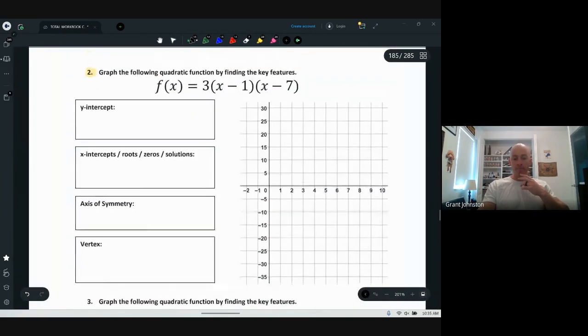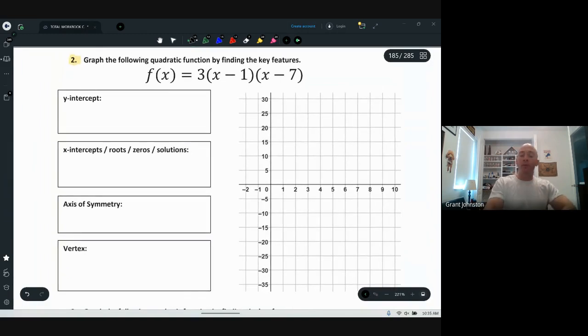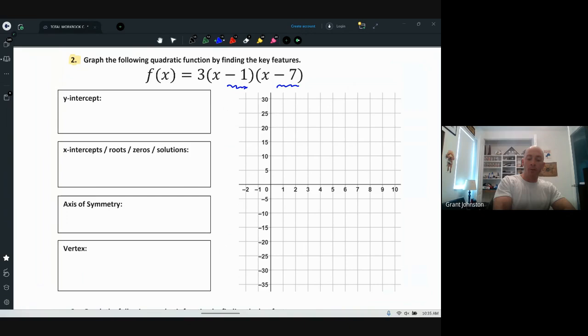Same thing. I always like to find the roots first. So it's opposite of this, opposite of this. So it's going to be positive 1 and positive 7. Opposite of those. So positive 1 here, and then positive 7 here. So those are my roots.